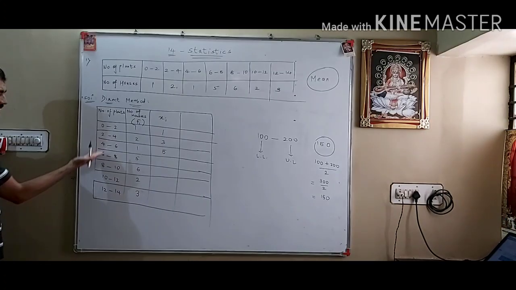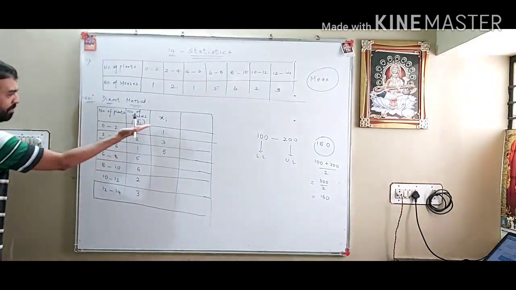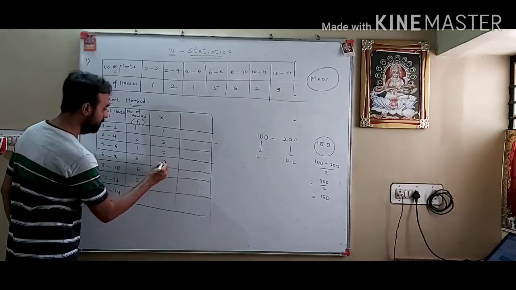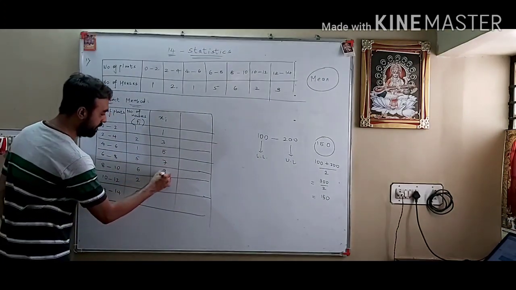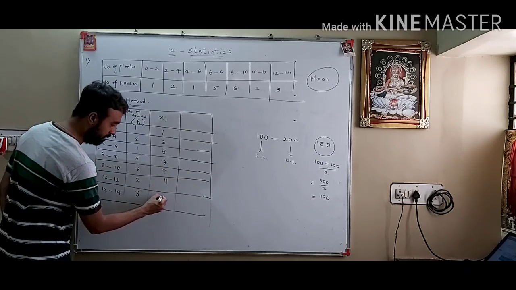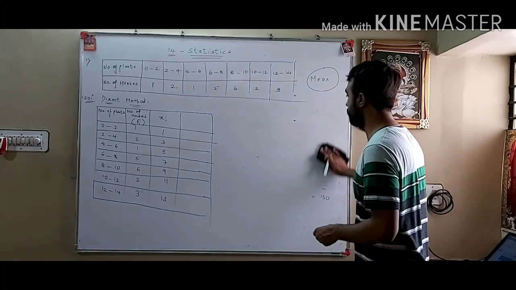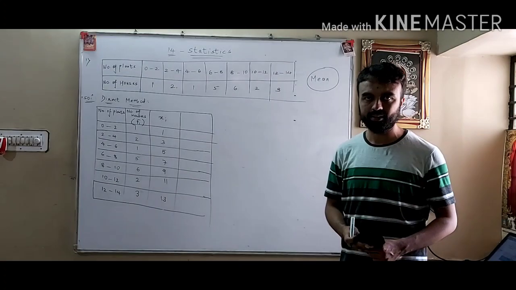But because here the numbers are very small, I am directly writing it, like 6 and 8. What comes in between? 7. 8 and 10, 9. Then over here 11, over here 13. So these are the mid values in this case. It's very simple, so I am writing it directly.